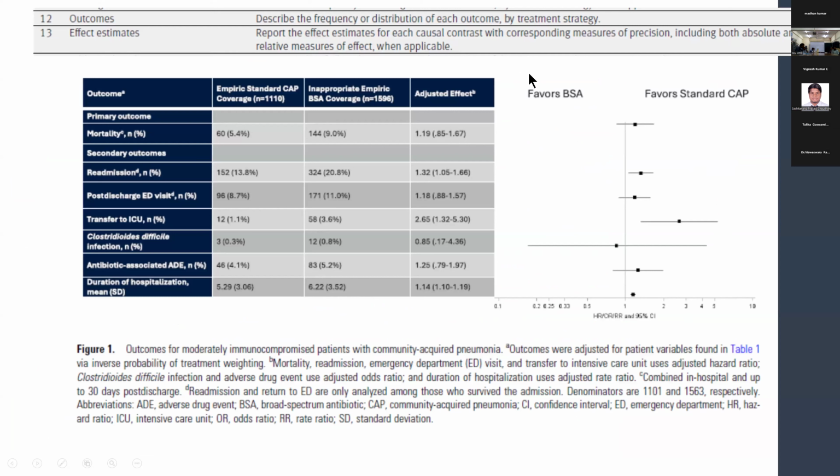This was the primary outcome result. The primary outcome was mortality at the end of 30 days. If you look at mortality, it is not statistically very different. They've given it also in a forest plot. A few things which favor the standard care are readmission, transfer to ICU, and the last, duration of hospitalization. Those seem to be better in the standard arm compared to the broad spectrum arm. There's no mortality benefit as such to give a broad spectrum coverage.